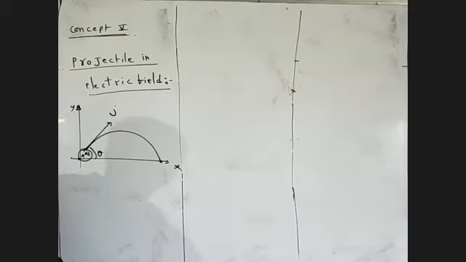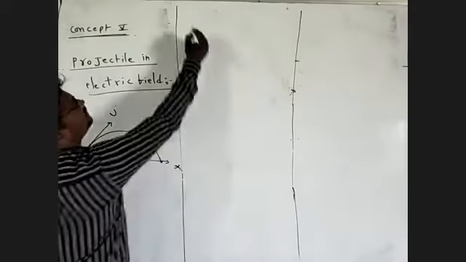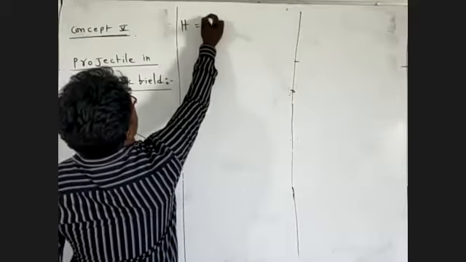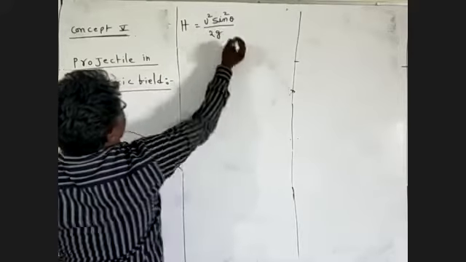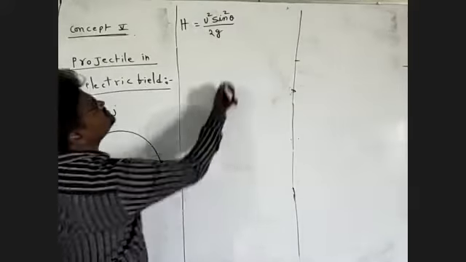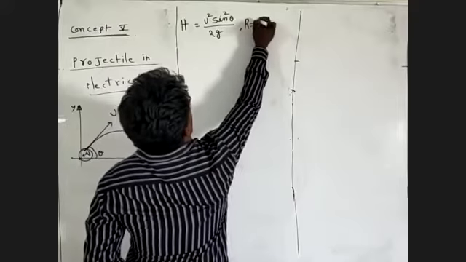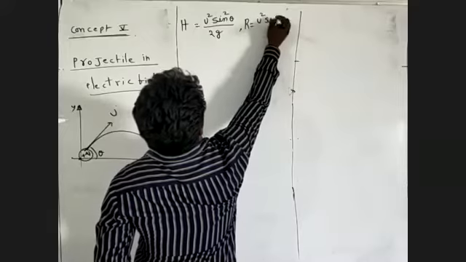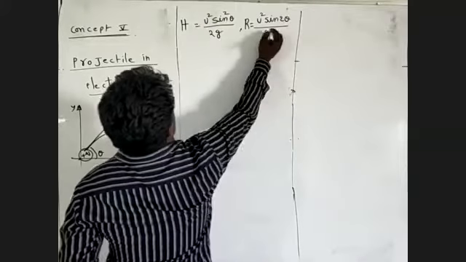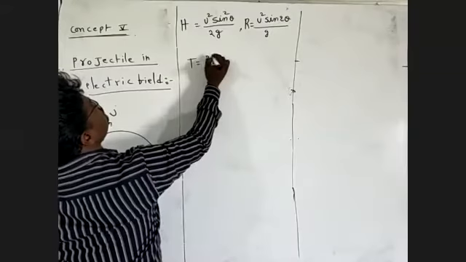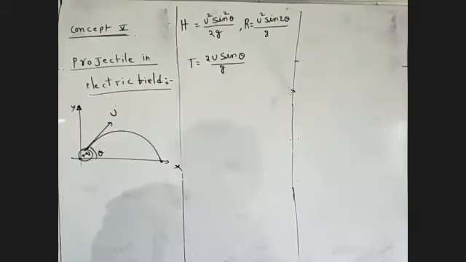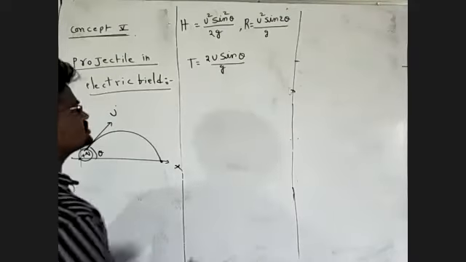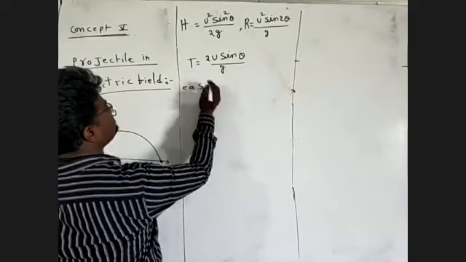We know what we calculated. The height is equal to u squared sine squared theta by 2g. The range is R equal to u squared sine 2 theta by g. The time of flight is equal to 2u sin theta by g. We calculated this.